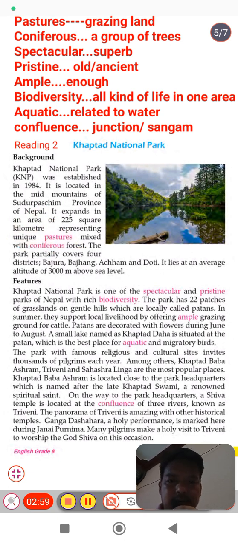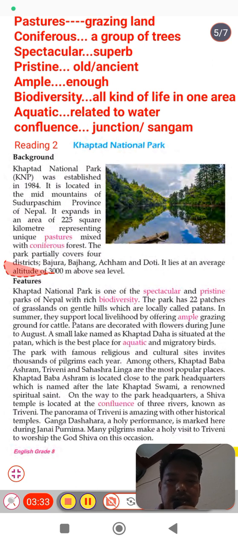The park partially covers 4 districts. This park covers, students, not completely but partially, 4 districts of Sudurpashchim, the western part of Nepal. They are Bajura, Bajhang, Achham, and Doti. These are the districts covered by this park. It lies at an average altitude of 3000 meters above sea level, so the height of this park is 3000 meters above sea level.